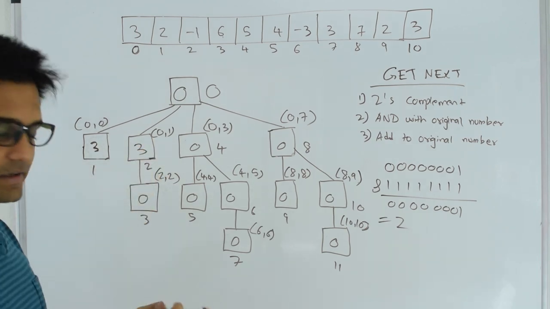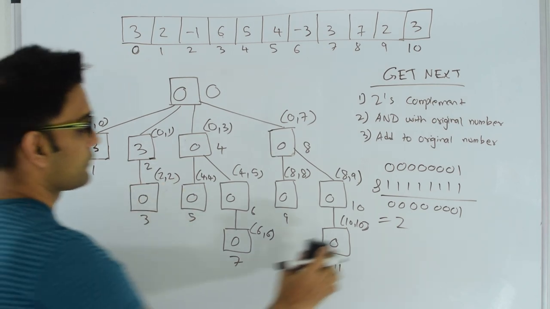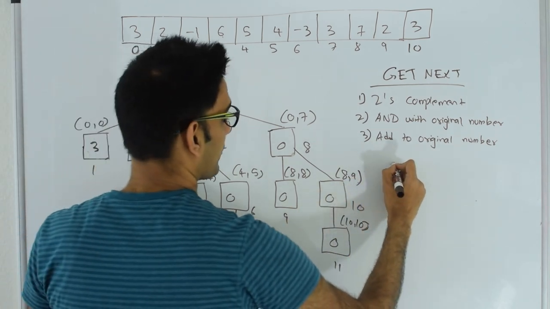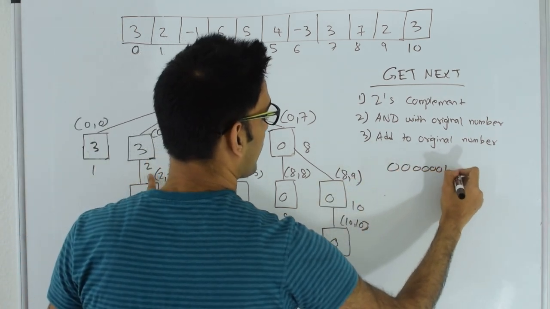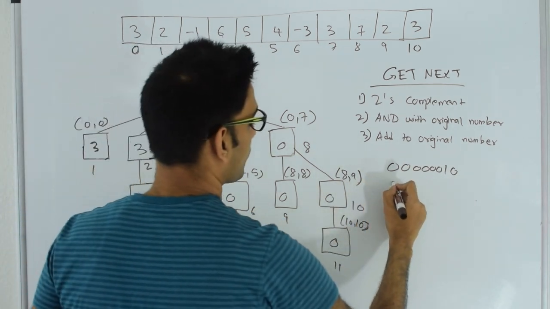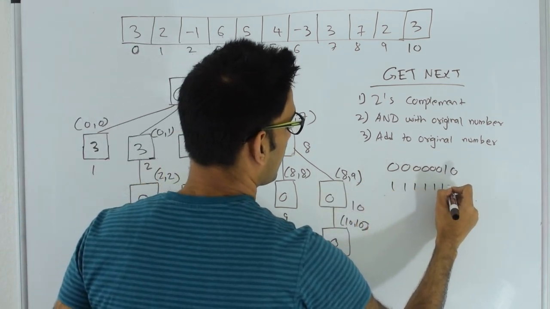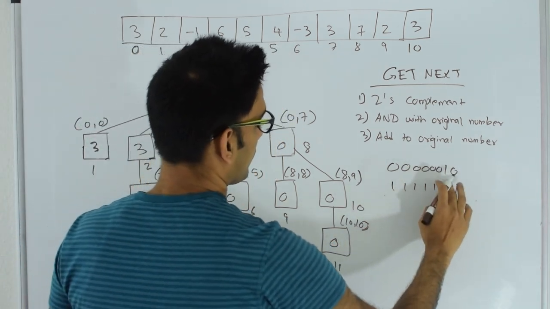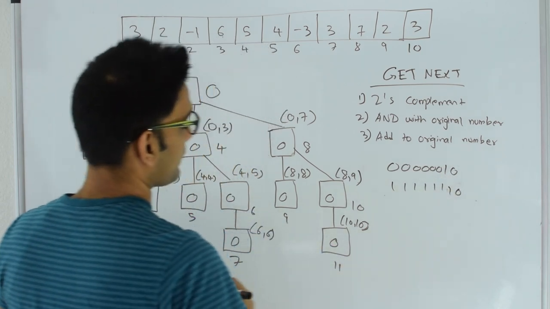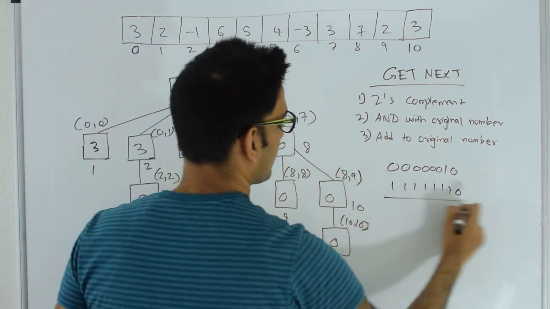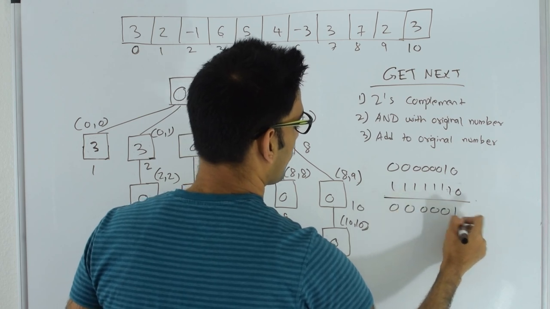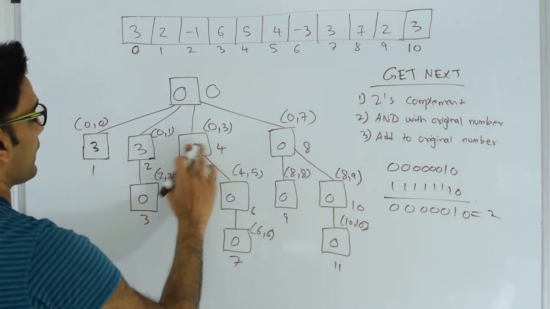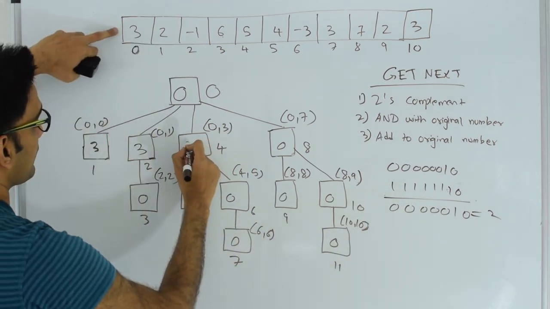Then we find the next node which needs to be updated. So we repeat the same process again of getNext. 2 can be represented as 0000010. 2's complement of this is 1111110. If we AND it with the original number, this becomes 0000010. So this is 2. So we add this 2 to the original number, so we go to 4, and whatever number is there, we add this 3 to that, so that becomes 3.